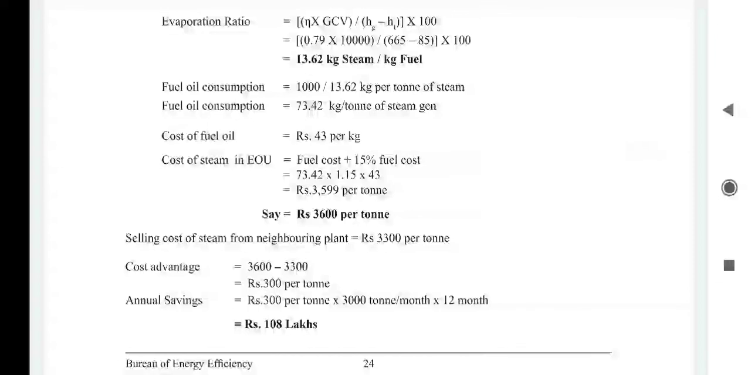Then this is our project. Then go to the next proposed project. Selling cost of steam from the neighboring plant is rupees 3300 per ton. And cost savings is equal to 3600 minus 3300, 300 per ton. Then annual savings: 300 per ton into 3000 ton per month into 12 months. We have 108 lakhs. Then the second proposed project, where we purchase the steam from the neighboring plant, is well proposed.